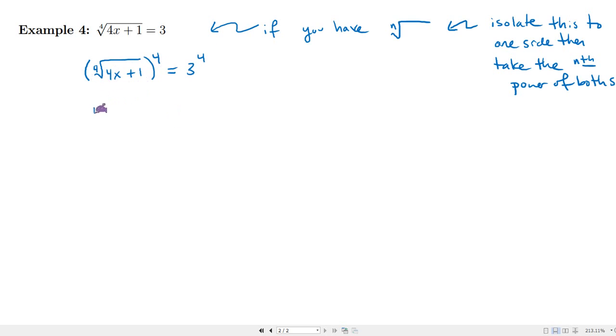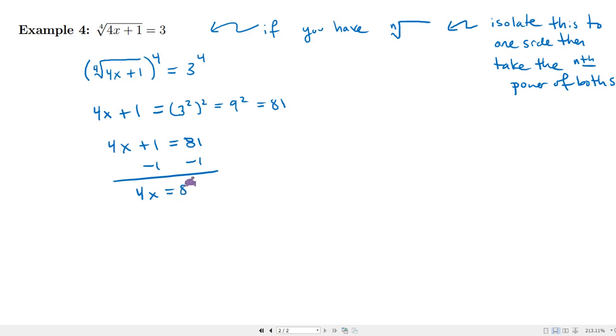So then what will this be? Well, we'll just get what's under the root, 4x plus 1. So it looks crazy at first, but by taking the fourth power, it becomes much simpler, right? And then this, what is this? Well, this is 3 squared squared. And we know that that's 9 squared, and that's 81. Okay, so we have 4x plus 1 is equal to 81. And then subtracting 1, we'll have 4x equals 80. And then divide by 4, we will have x is equal to 20.